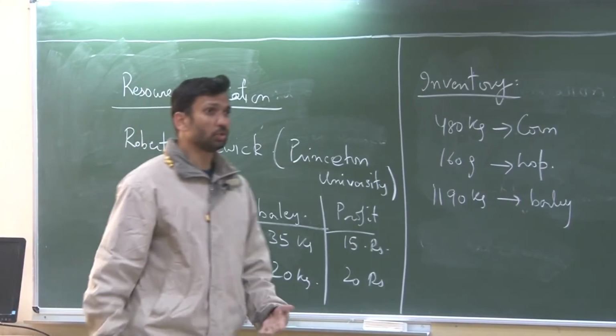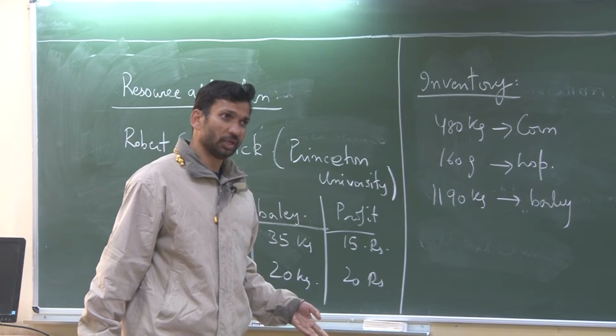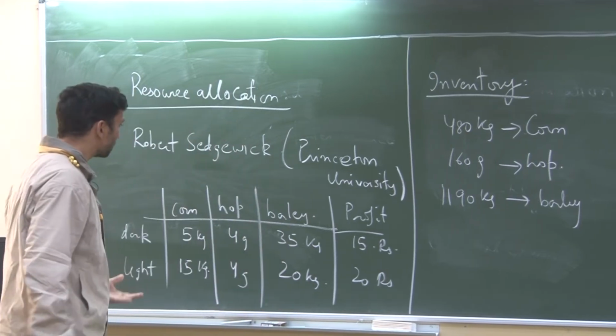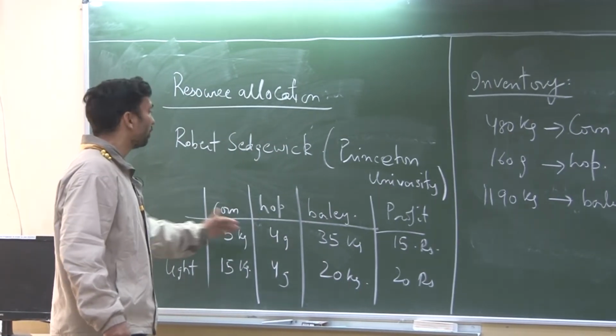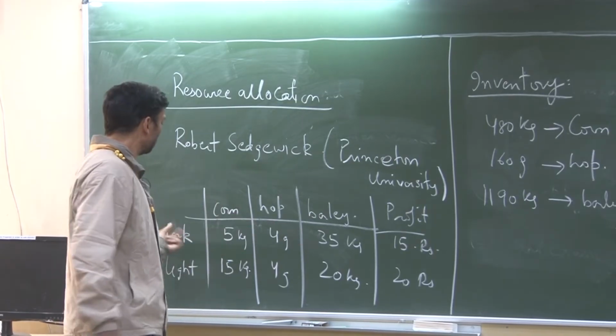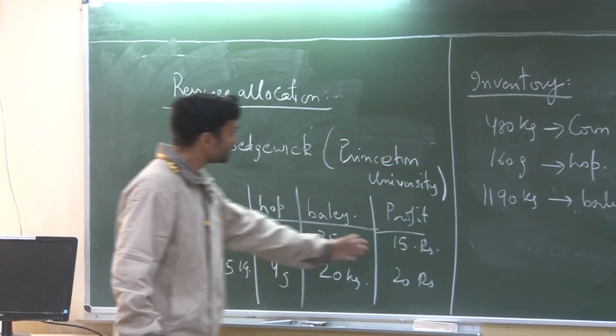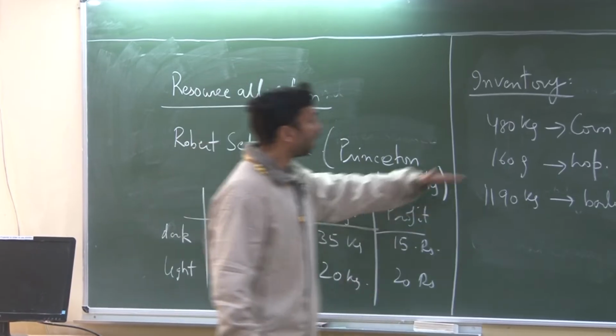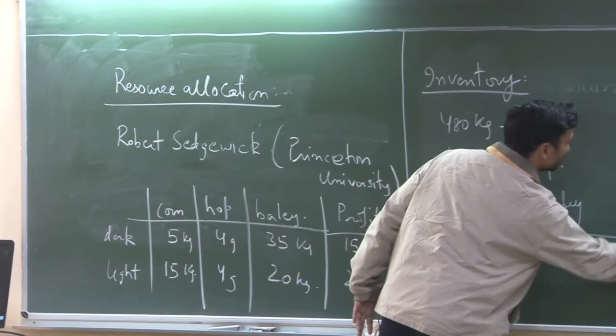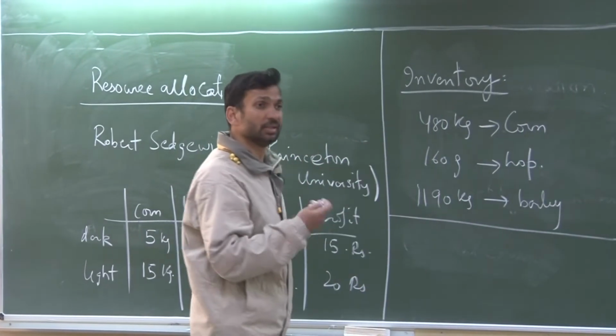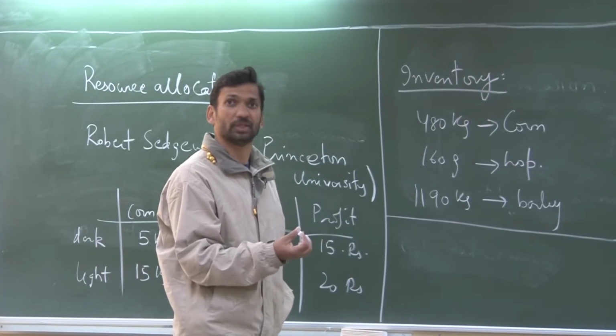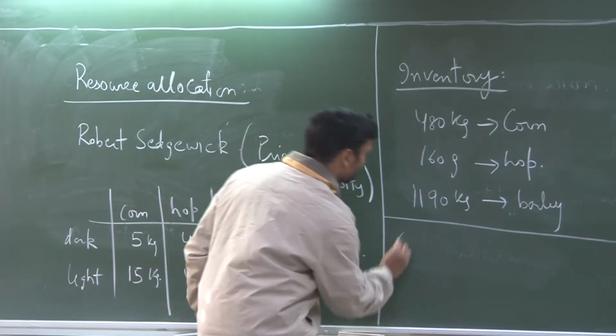Obviously, as a businessman, you want to maximize your profit, right? So the question becomes, if this is how much the amount of corn, hop, barley you need for dark and light beer, and this is the profit, how to utilize your inventory in the most profitable way? This is the question.